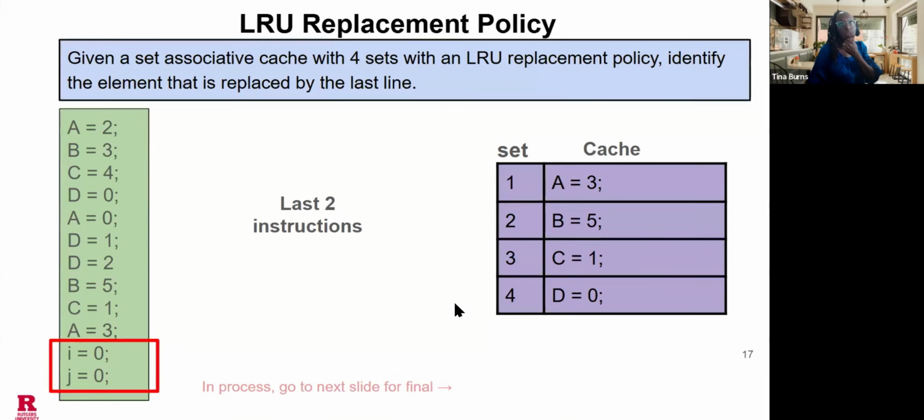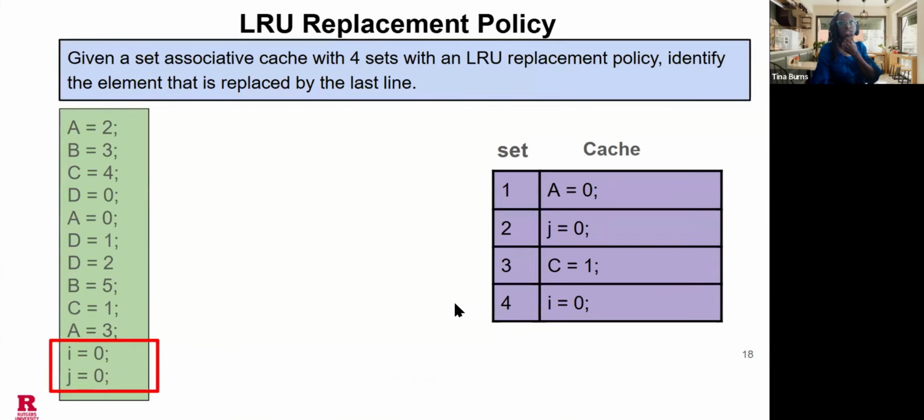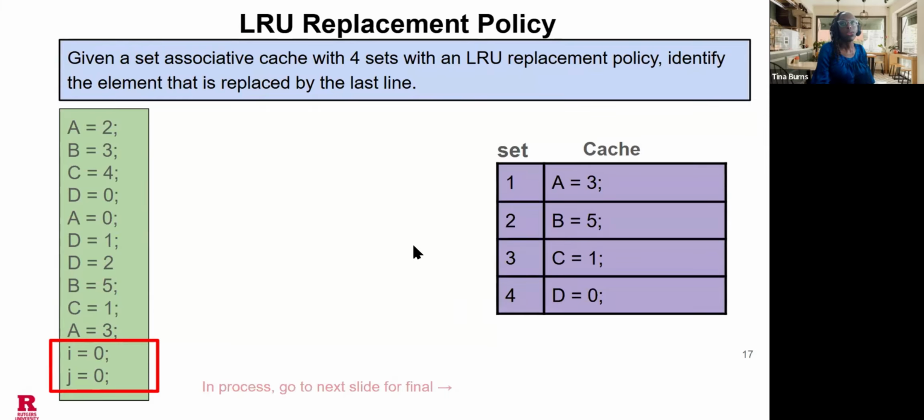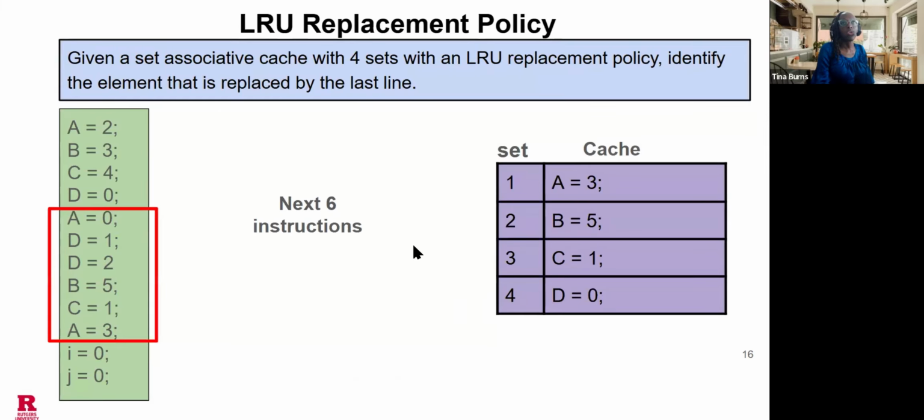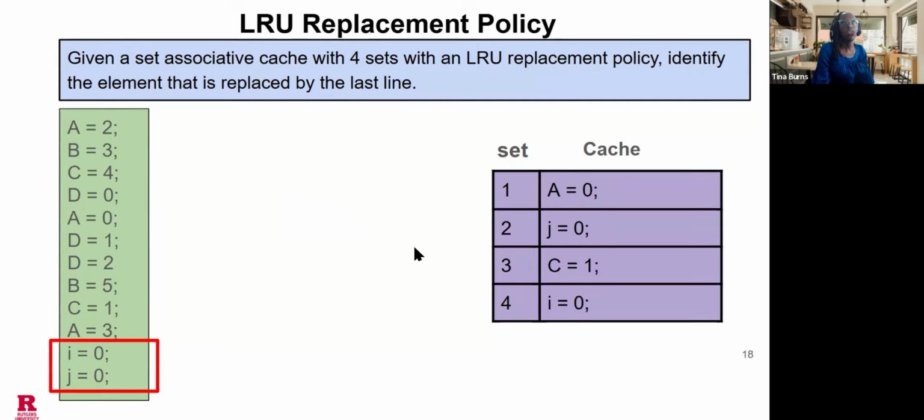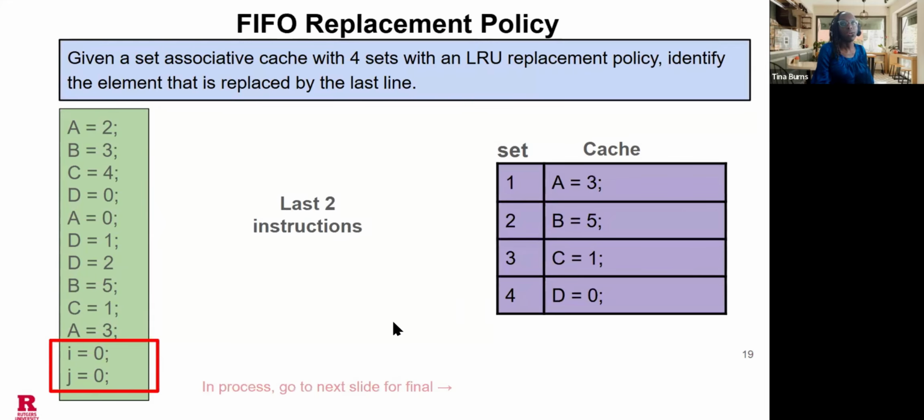If this will allow me to do that, it's going to show you where we replace those two sets, 4 and 2, right? All right, now this was for LRU. What if we were using FIFO? I now have the same question, but now I'm using this first in, first out strategy.